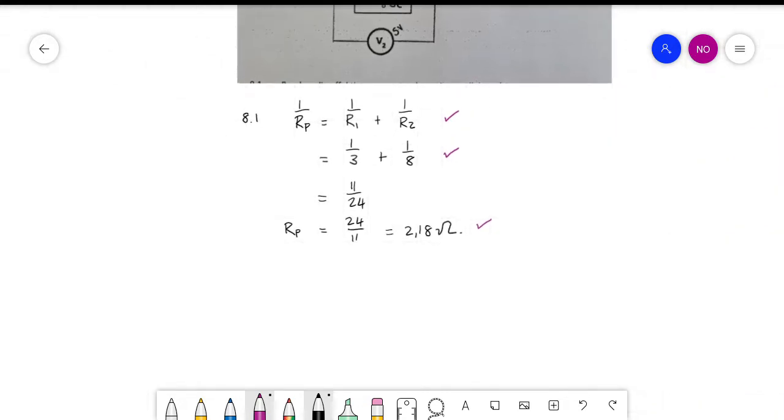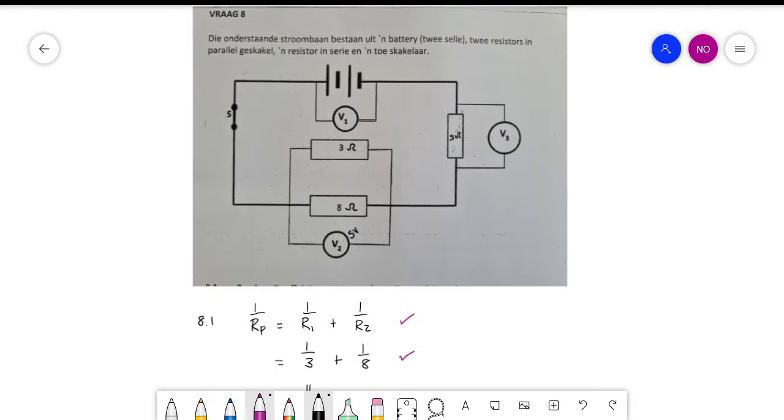Okay. Now they tell you, if the reading on voltmeter 3 is equal to 5 volts, so this one is 5 volts, calculate the current strength over the parallel resistors.